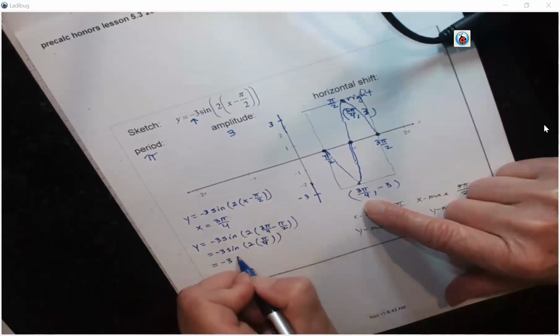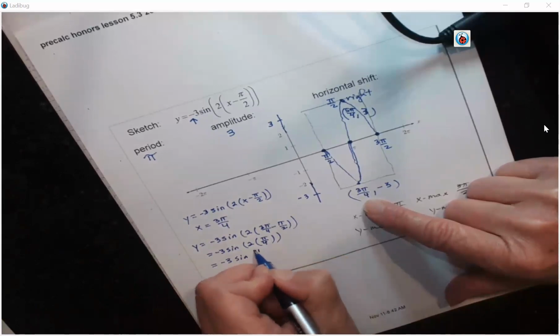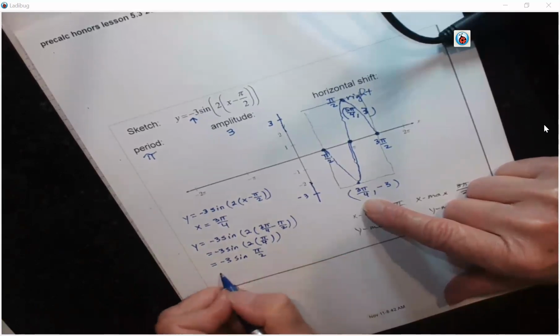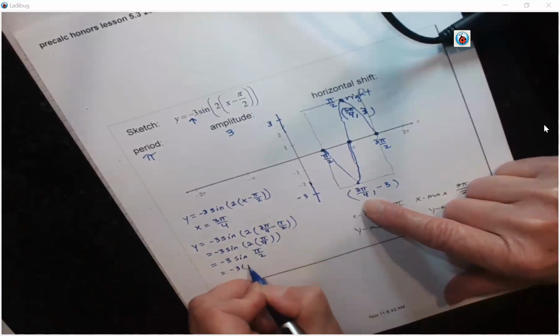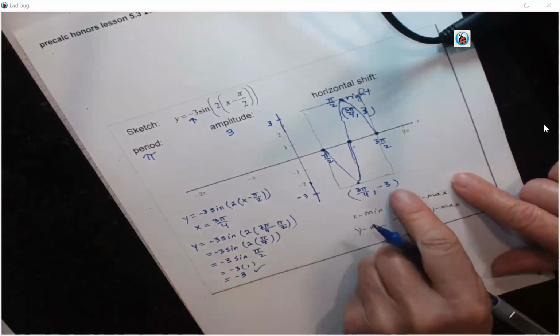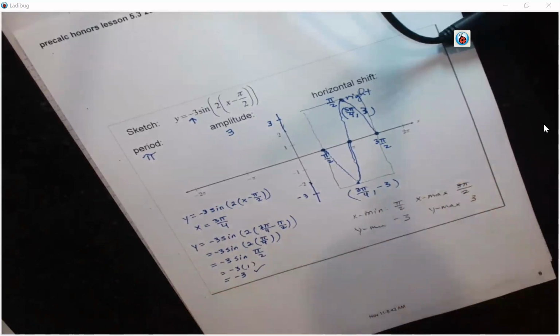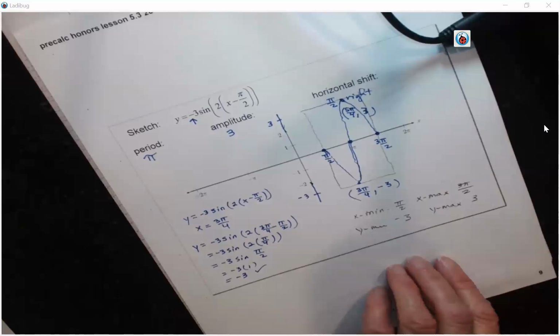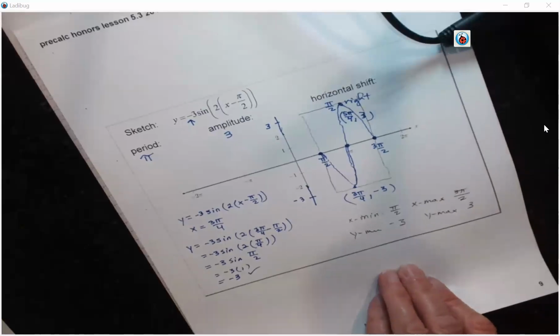That's -3 times the sine of pi over 2, because 2 times pi over 4 is pi over 2, -3 times 1, or -3. And that is exactly what we have there. So that's kind of a way to double check if you're not sure whether your points are good. So there are a number of ways to check your graphs.